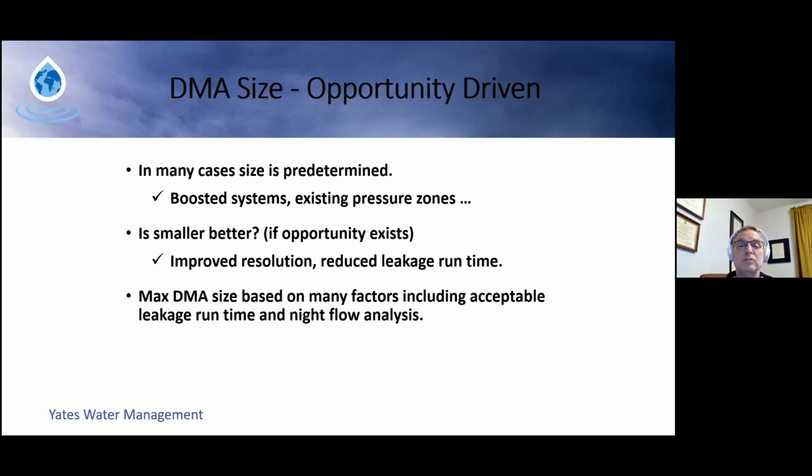The question always gets asked about DMA, is a smaller DMA better? I say, sure, if the opportunity exists, there's no question you'll do better, but don't get carried away trying to make them all small, because you may not find that it's necessary. It will, of course, improve your resolution and obviously reduce your leakage runtime where you need to go smaller. And this DMA size really is based on many factors, including your acceptable leakage runtime and your night flow analysis. If you've got a big DMA and you look at your night flow and say, wow, it looks like there's not much going on here, then fine, you don't have to break up the DMA into smaller sectors. So it really depends on what you see in a local context.